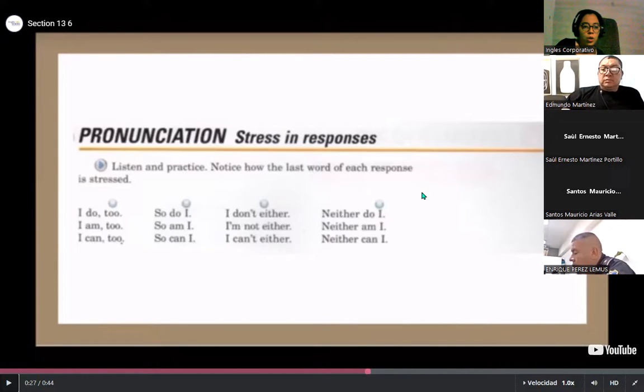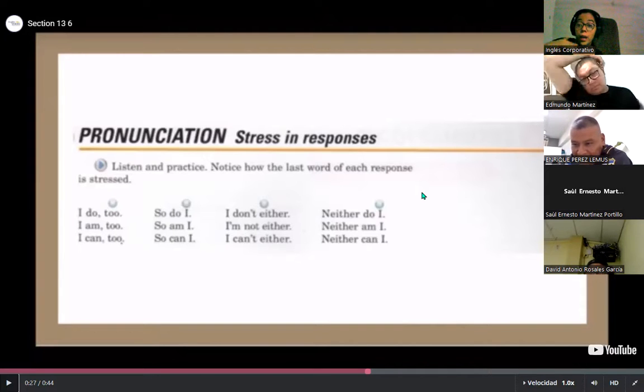For example, I do too. Am I too? Oh, I am too. I can too. Okay, but it's different because too is like an intonation, right? So do I. So do I. The rise, intonation rise. La entonación sube. Okay, in this case, in the second column is the I.